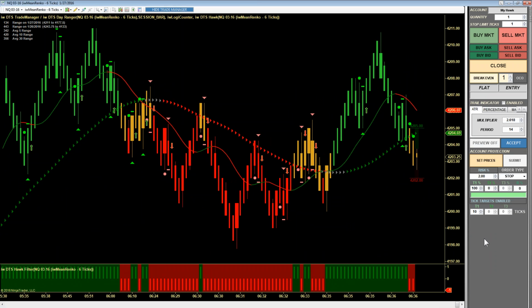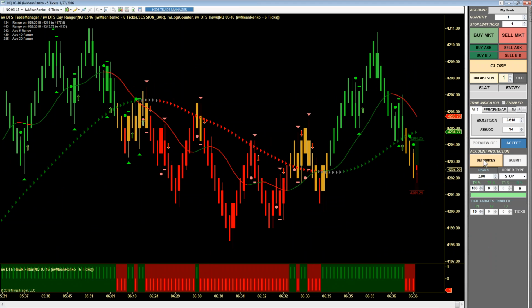What's the difference, you ask? Well, the difference is the trade manager has this risk component built in, so it will automatically set my stops at 2% of my trading capital.